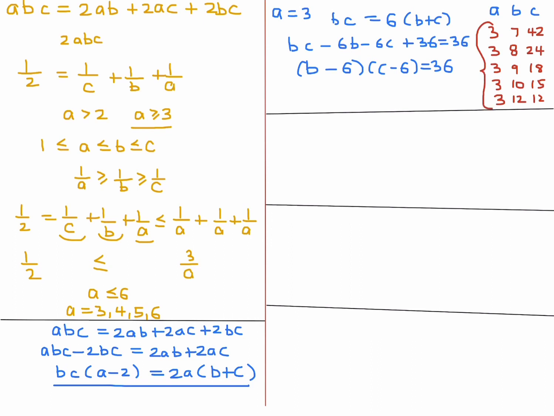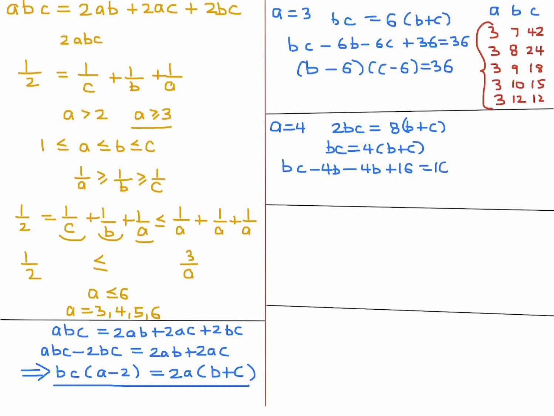All right, let's proceed in the exact same way, but this time for A equals 4. If A equals 4, again using this formula down there, we get 2BC is equal to 8 times B plus C. If we divide through by 2, of course, BC is equal to 4 times B plus C. Put everything on one side and do a little bit of factoring. It will help us factor if we add a 16 to both sides. And when we do, we get B minus 4 times C minus 4 is equal to 16.